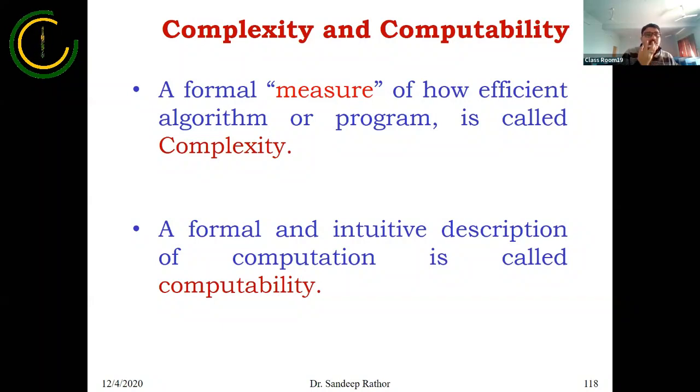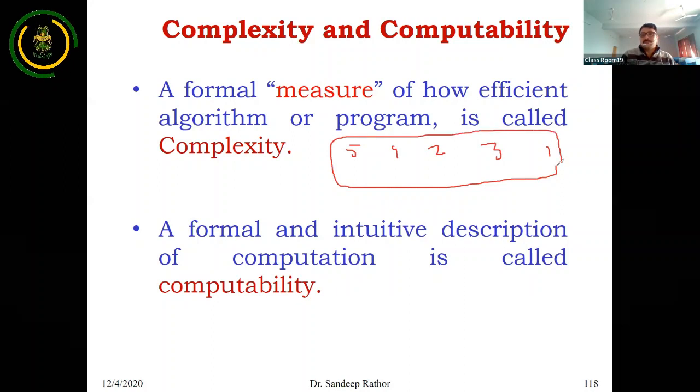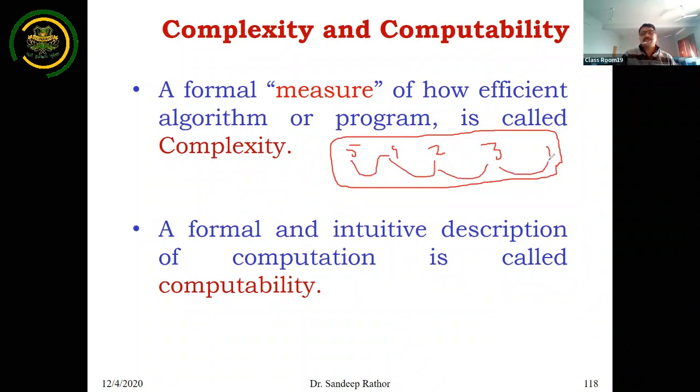Complexity means a formal measure of how efficient an algorithm or program is. Just refer to it as the complexity. Suppose these are the numbers 5, 9, 2, 3, 1, and you want to sort them. If you use a mechanism comparing this one, then this one, then this one, and after 10 iterations you finalize the list, you will find the sorted list.